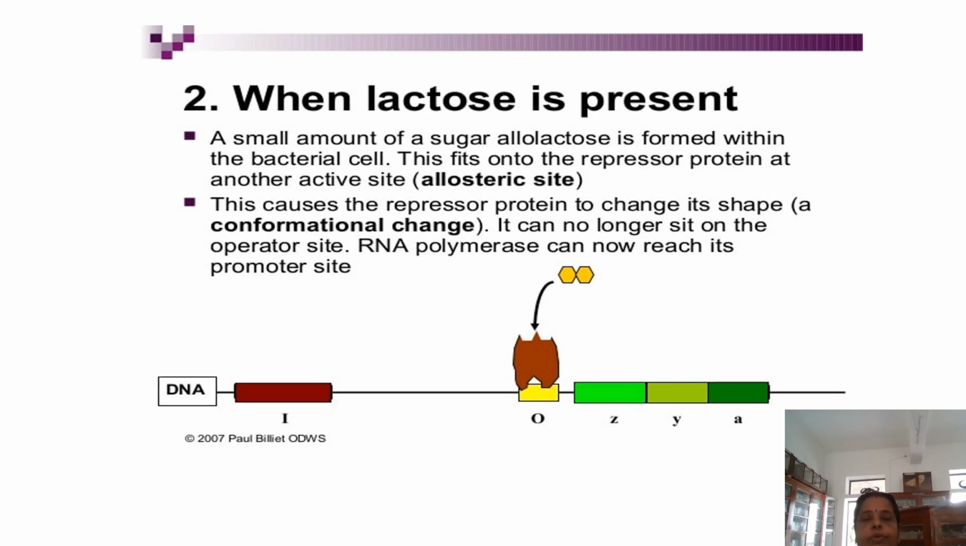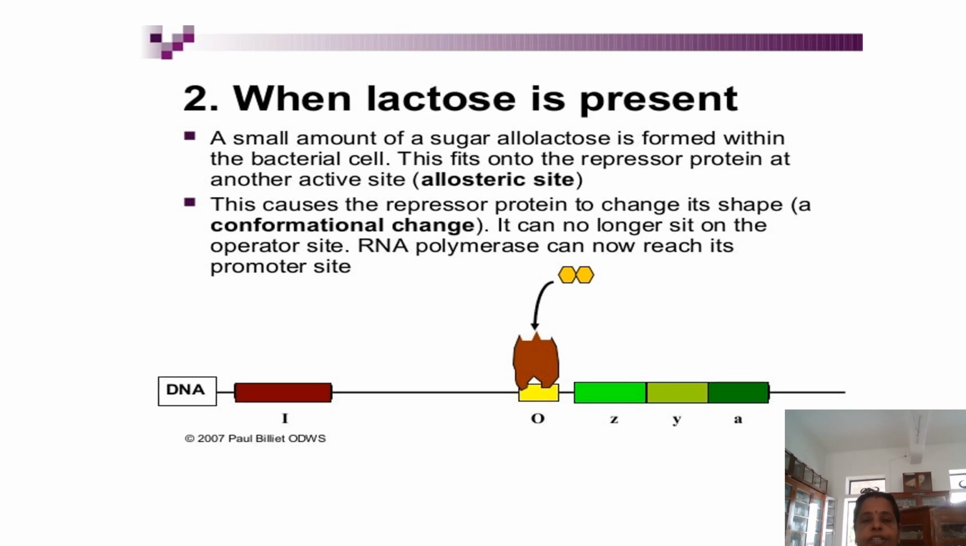In situation 2, when lactose is present, a small amount of sugar, allolactose, is formed within the bacterial cell. This fits into the repressor protein at another active site that is called the allosteric site. This causes the repressor protein to change its shape. That is, it brings a conformational change. It can no longer sit on the operator site. So RNA polymerase can now reach its promoter site.